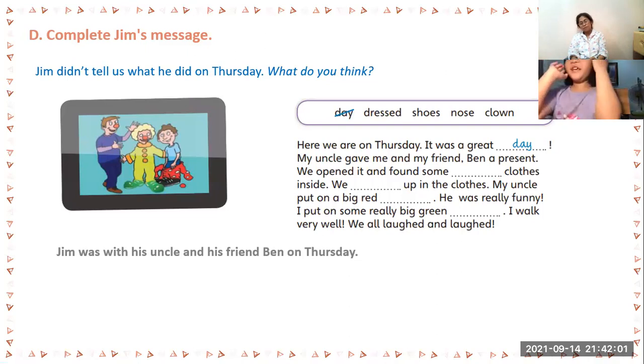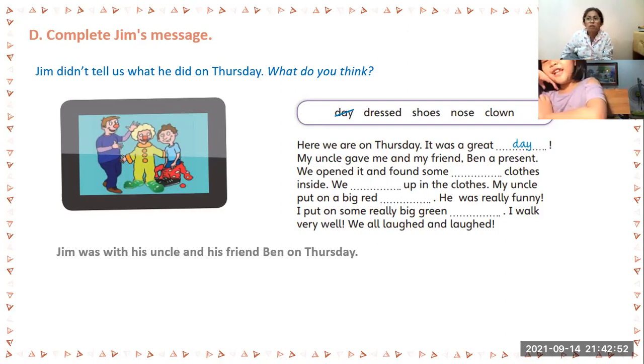Here we are on Thursday. It was a great day. My uncle gave me and my friend Ben a present. We opened it and found some clown clothes inside. We dressed up in the clothes. My uncle put on a big red nose. He's really funny. I put on some really big green shoes. I walk very well. We all laughed and laughed.